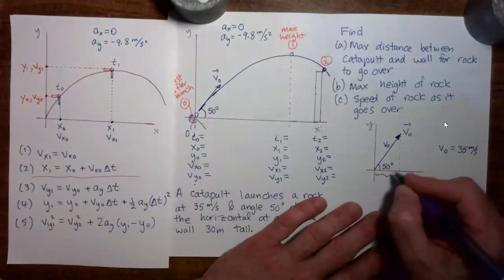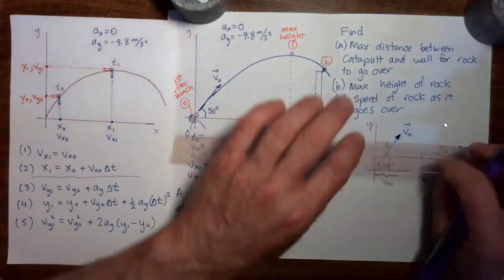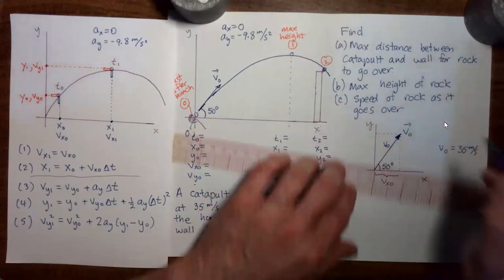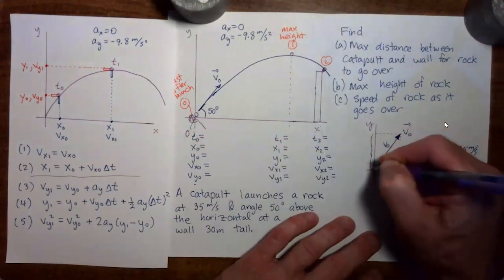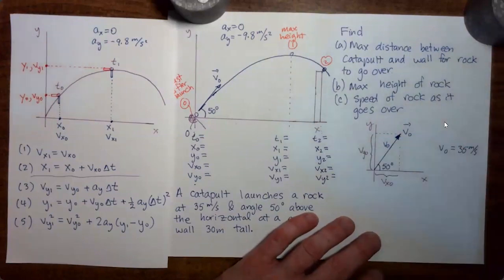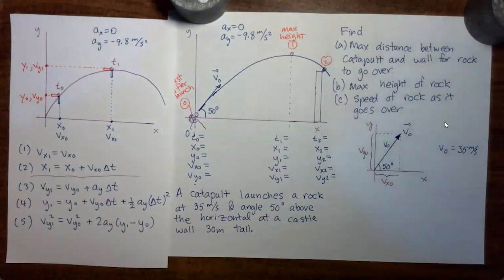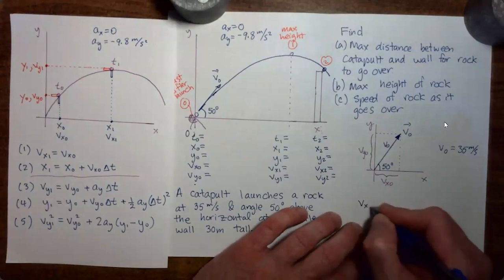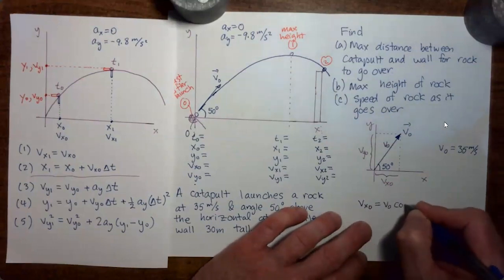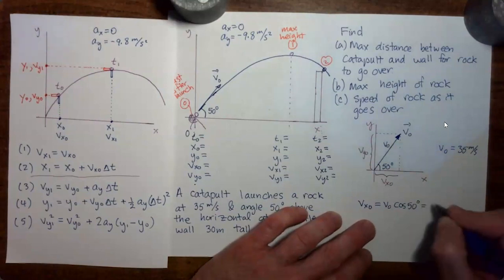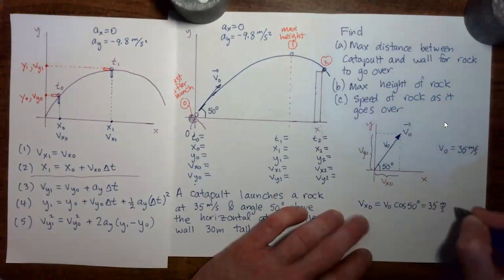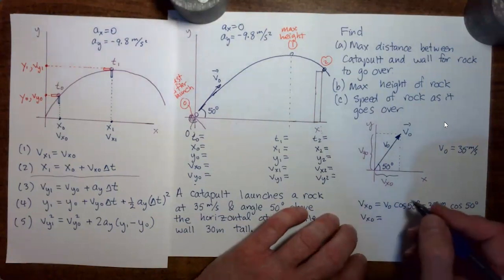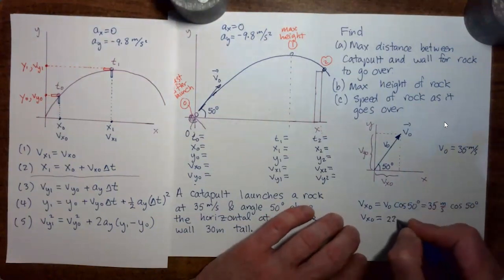So this would be our initial x component of the velocity. This here, that would be our initial y component of the velocity. Okay, so we can take components as usual. You would have vx0 equals v0 cosine 50, which would be 35 meters per second, cosine 50, which is 22.5 meters per second.